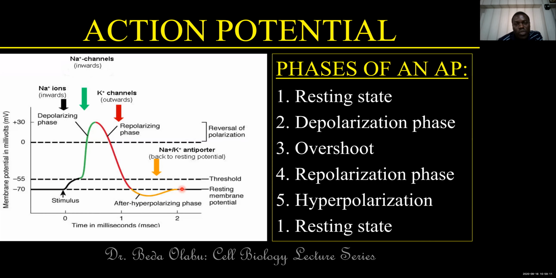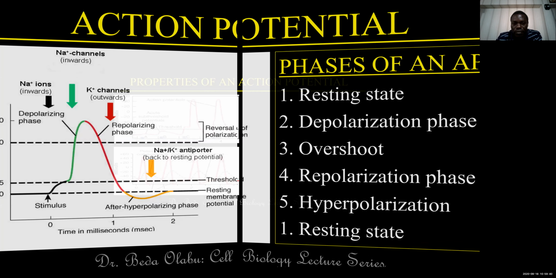These are the phases of an action potential. So what I want you to take note of is that in as much as we have hyperpolarization in neurons, we will not expect to have this in cardiac muscle, because the resting membrane potential for cardiac muscle is minus 85, somewhere here. So the voltage-gated potassium channels will close way before the resting membrane potential is established. And that also applies to skeletal muscles.